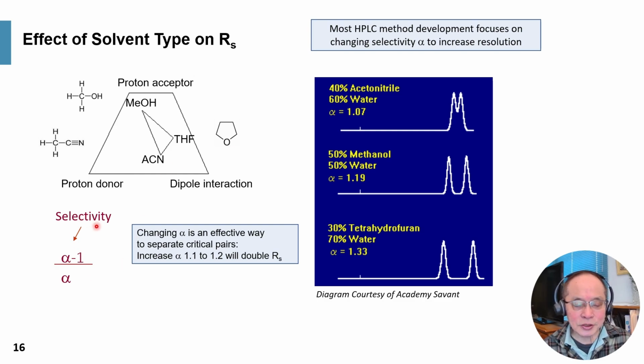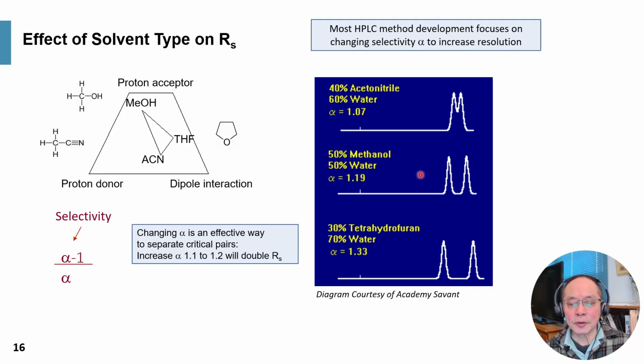The term selectivity, even though selectivity is alpha, is actually alpha minus 1 over alpha. Later on we explain in the resolution equation why that is so. So changing alpha by changing to a different mobile phase B or a different percentage of mobile phase B is an effective way to separate a pair, called the critical pair, which is a closely eluting pair in our chromatogram. Mind you that if we increase the selectivity from 1.1 to 1.2, we can double the resolution.